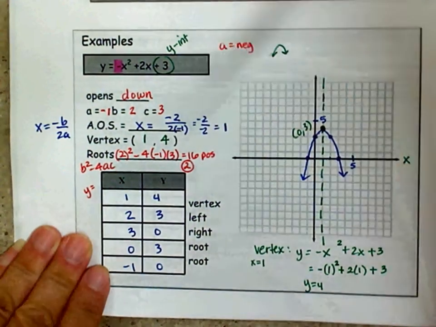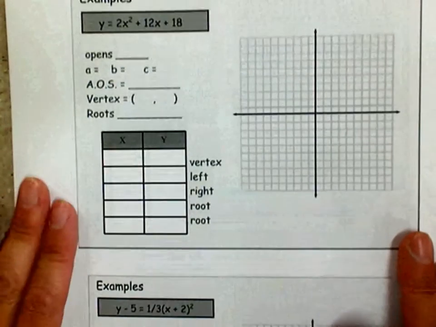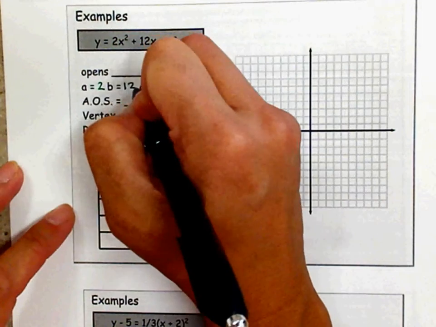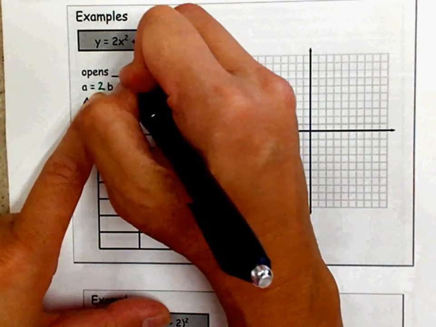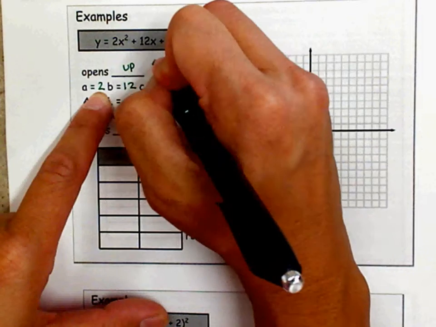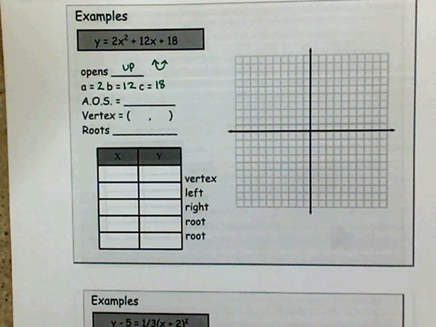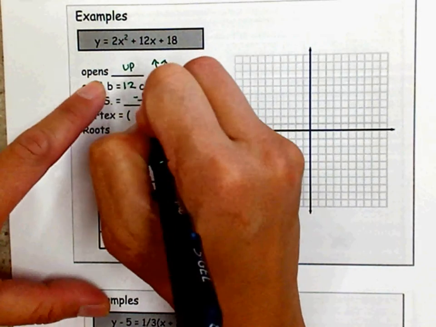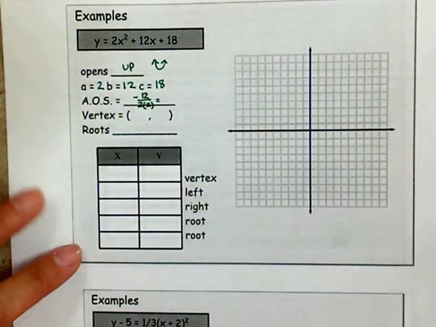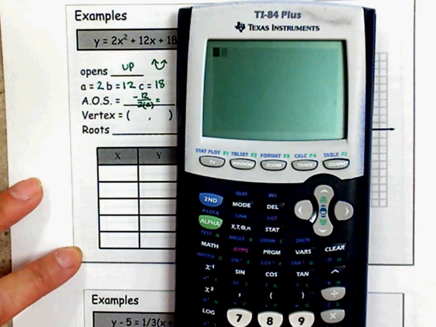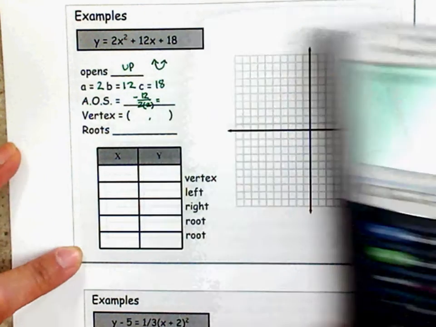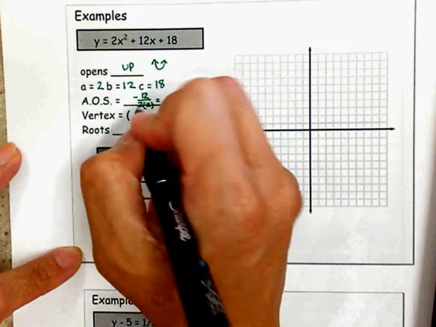Let's go to another example. All right, you guys try this if you can. Your A is 2, B is 12, C is 18. A is positive, so it's going to open up. And if you need to make a little sketch, you go for it, okay? Your axis of symmetry is your x value. So it's negative 12 over 2 times A. Negative 12 divided by parentheses, 2 times 2. You can do it just like that in your calculator. So x comes out to be negative 3. Okay, so far so good.